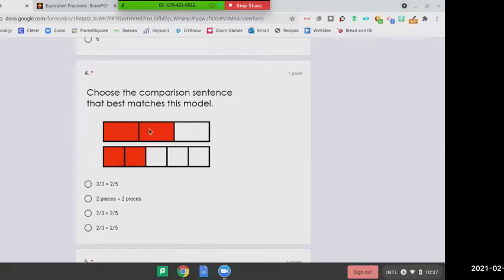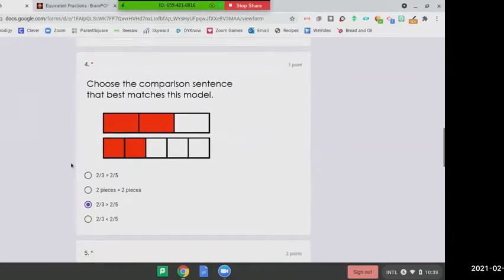All right, choose the comparison sentence that best matches this model. So on our top, we have 2 pieces of the 3 total that are shaded. So this is 2/3. On the bottom, we also have 2 pieces, but there are 5 total. So this is 2/5. So I'm dealing with 2/3 and 2/5. They are not equal to each other. These 2 pieces are not equal to the other 2 pieces. 2/3 is greater than 2/5. That is true. 2/3 is a longer portion of red than the 2/5 is. And 2/3 is less than 2/5 is not true. So 2/3 is greater than 2/5 is your correct answer.